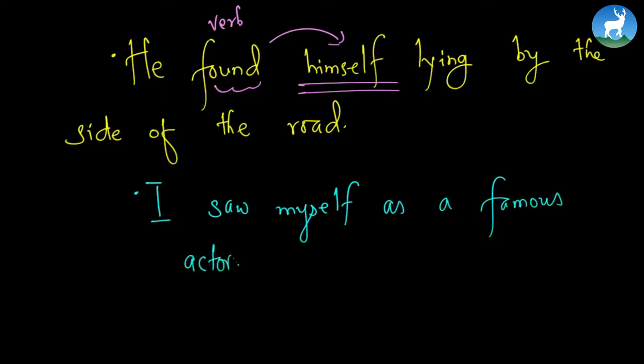When you say a sentence like this, I saw myself as a famous actor. What does this mean? You saw yourself. What did you do? What is the verb? Saw is the verb. Whom did you see? You saw yourself.